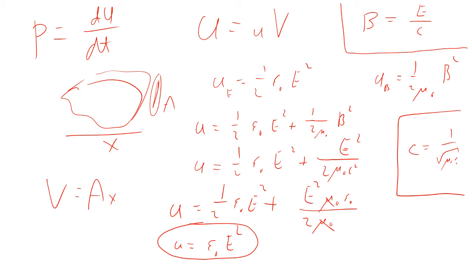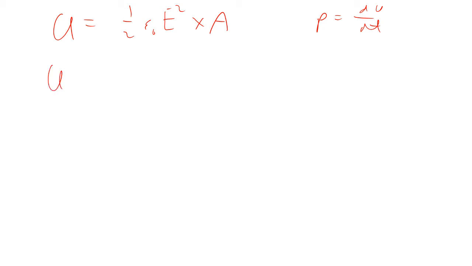Now that we have an expression for energy density, we plug that in for total energy. Total energy would be energy density, epsilon naught E squared, times volume, which would be x times A. So that's the total energy. The rate of change of that is power. Again, this would actually be E naught, the maximum, because energy is going back and forth between the two fields. So this is the total energy.